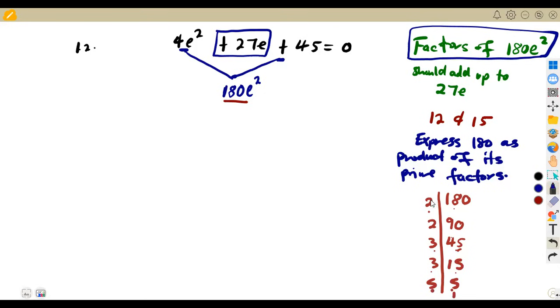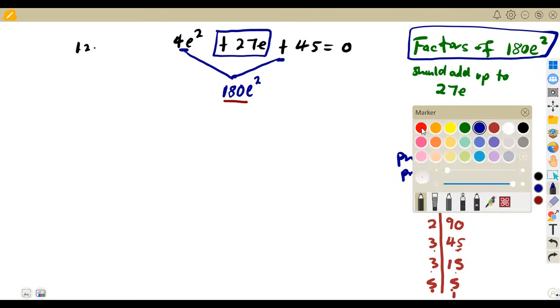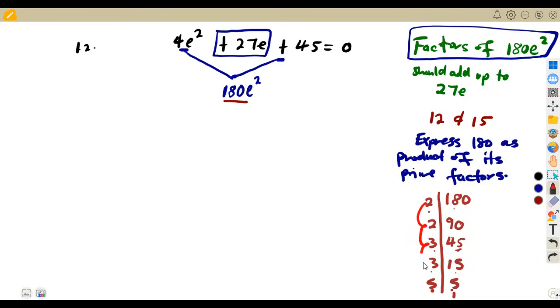So these numbers that you see here, these are factors of what? These are the prime factors of this number that we have, 180. So meaning to say, if we multiply all these numbers together up to the last one, we get 180. So what you do is that you test them because you are to find these factors. So it's a matter of testing your numbers.